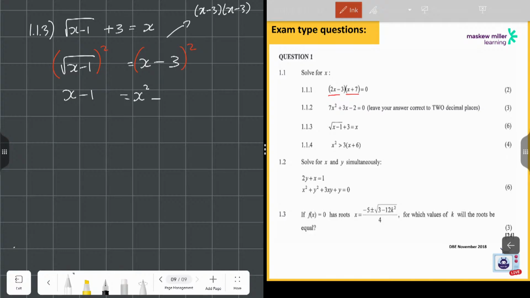What is 3 times x? You multiply the 2. It is 3x. Then you double it. It will give you 6x. Your last term is always positive. And then 3 squared is what? 9. Okay? If you use the FOIL method over there, you will come to the same solution.